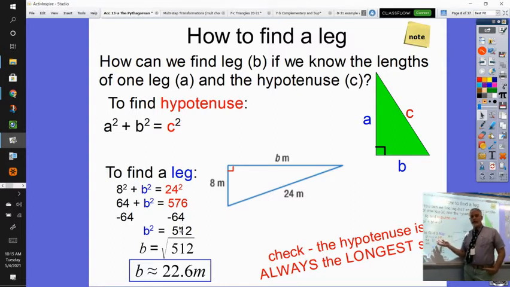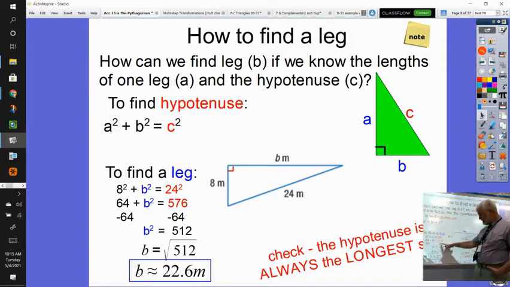Solve this equation for B now. So we do 8 squared here, and we do 24 squared. Then we subtract 64 from both sides so that B squared is equal to 512. And the same way that we had to take the square root to find C, we still have to take the square root here to find B. The square root of 512, approximately 22.6 meters. So your answer is approximately 22.6 meters.